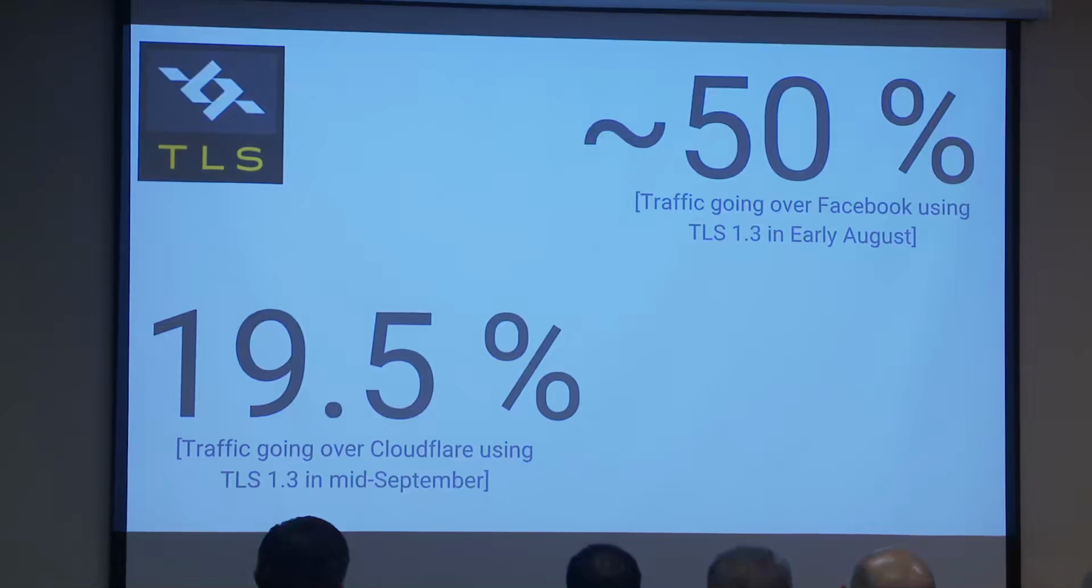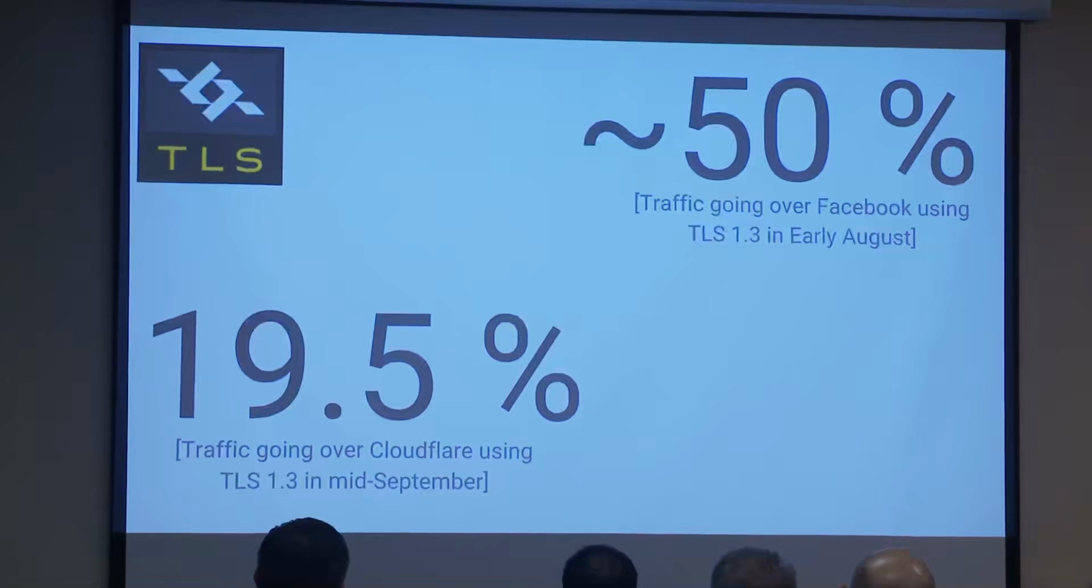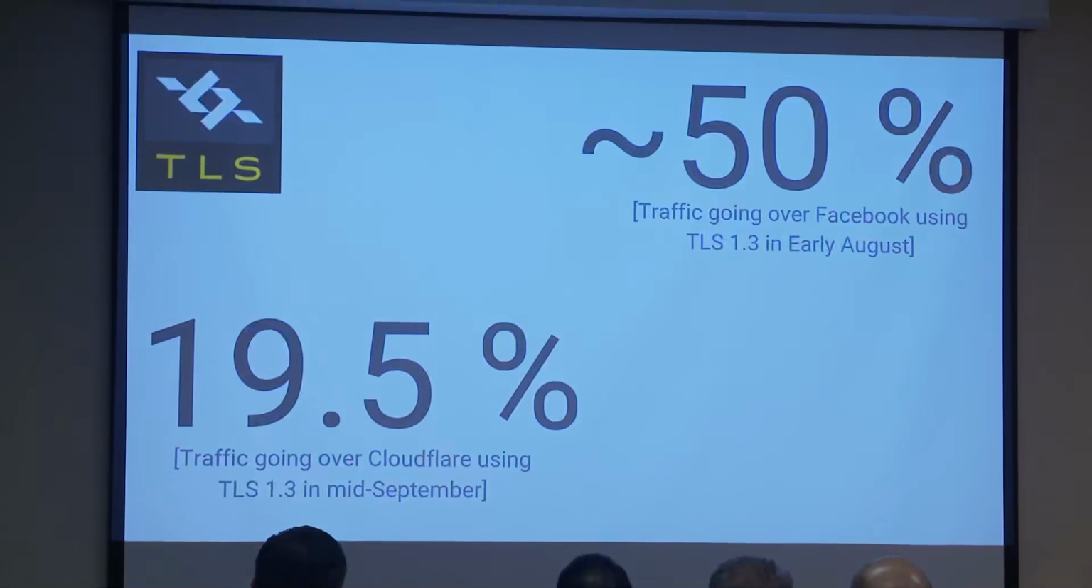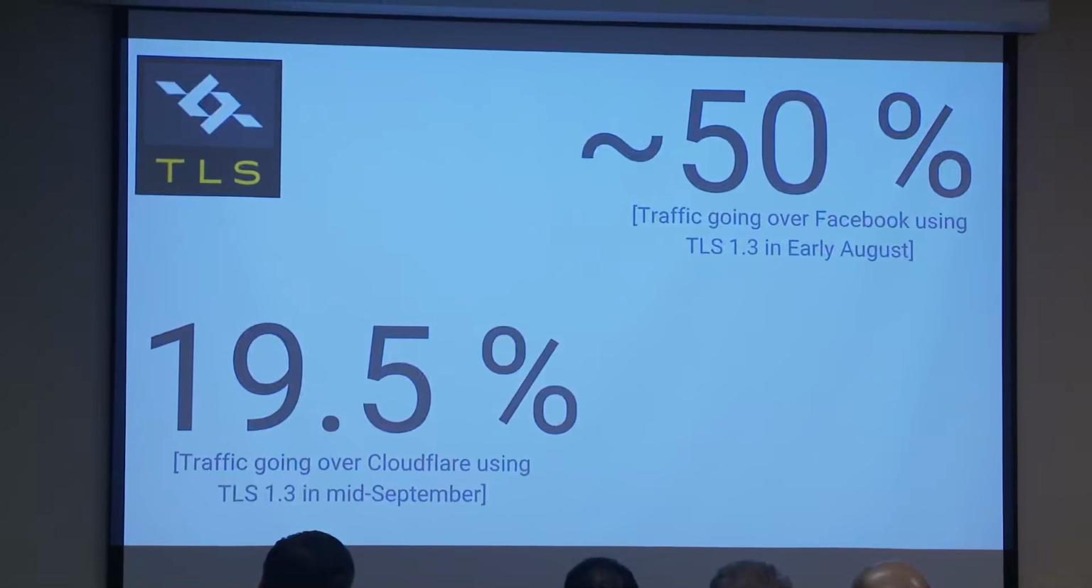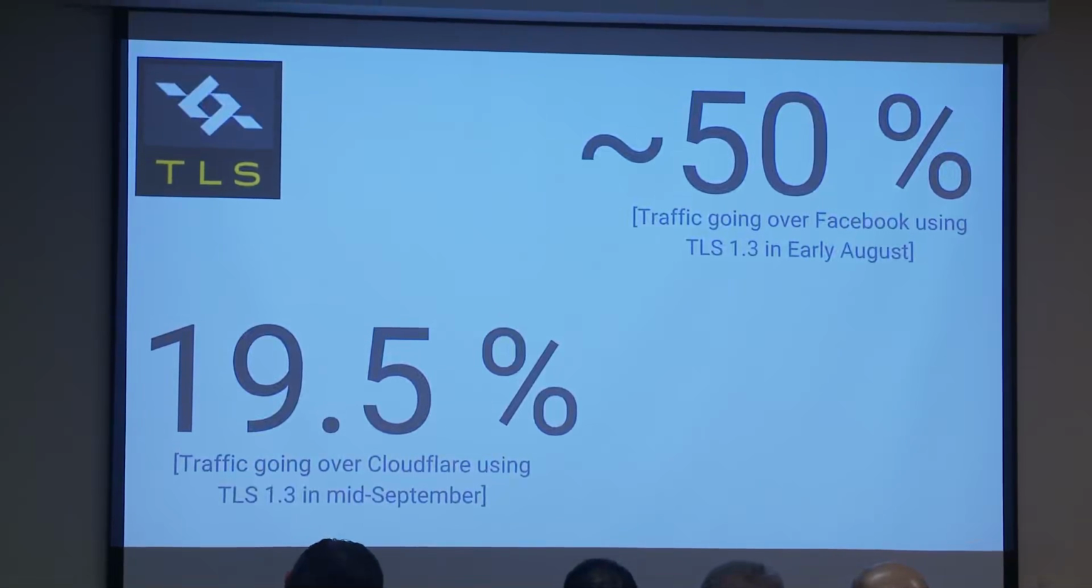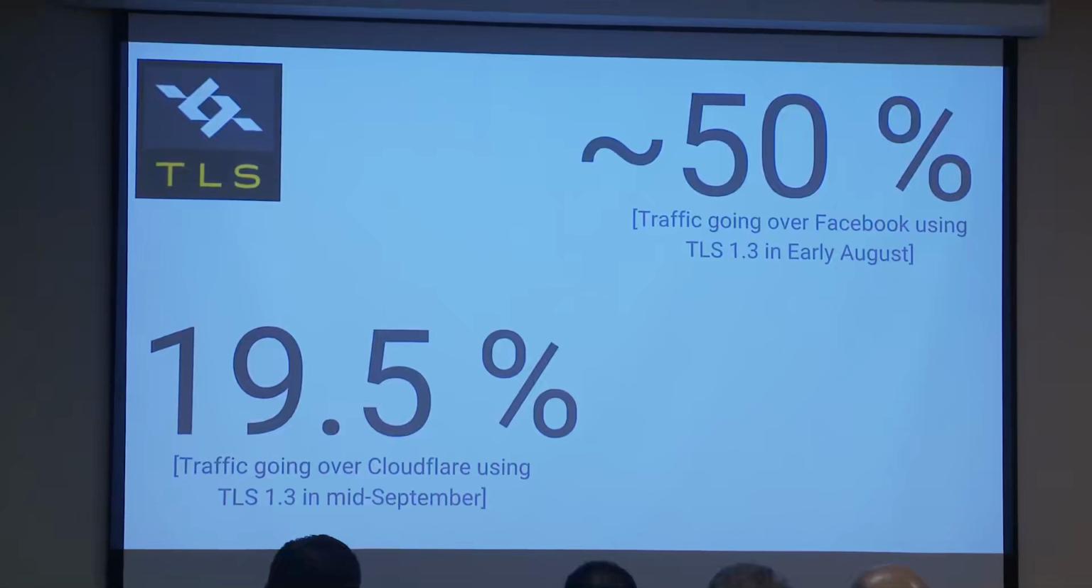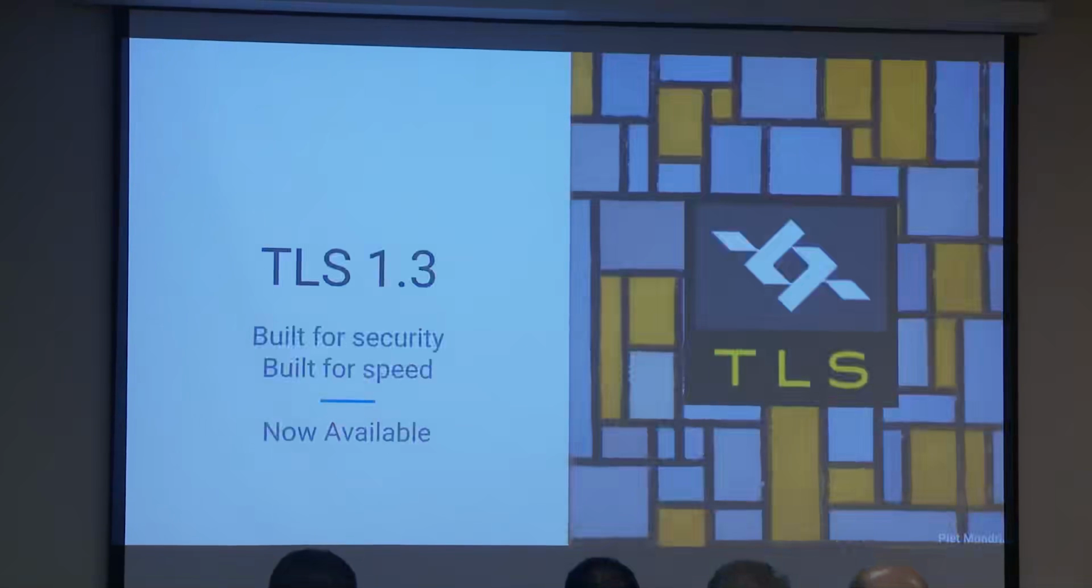So Facebook controls their app, so they built TLS 1.3 support into their app. And I imagine that's how a lot of Facebook traffic gets managed. But for Cloudflare, the only reason it's so low back in September is because the browsers hadn't rolled out support for it yet. I just don't have the updated numbers for them.